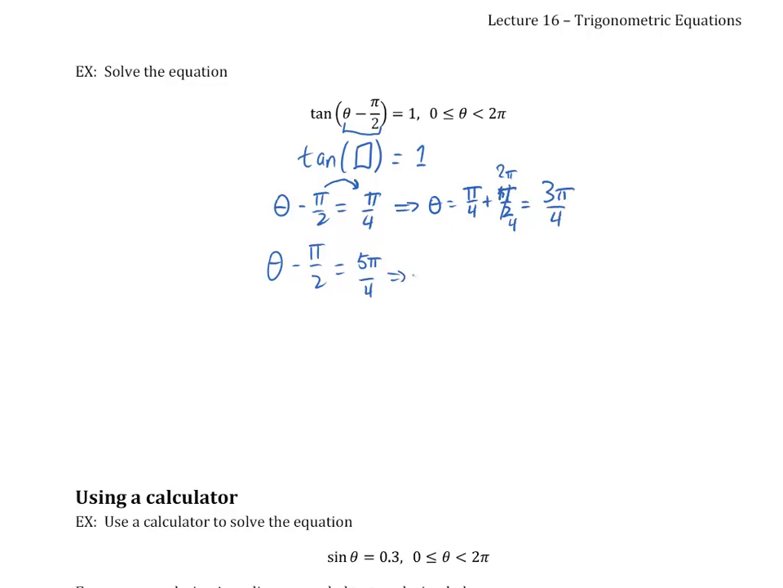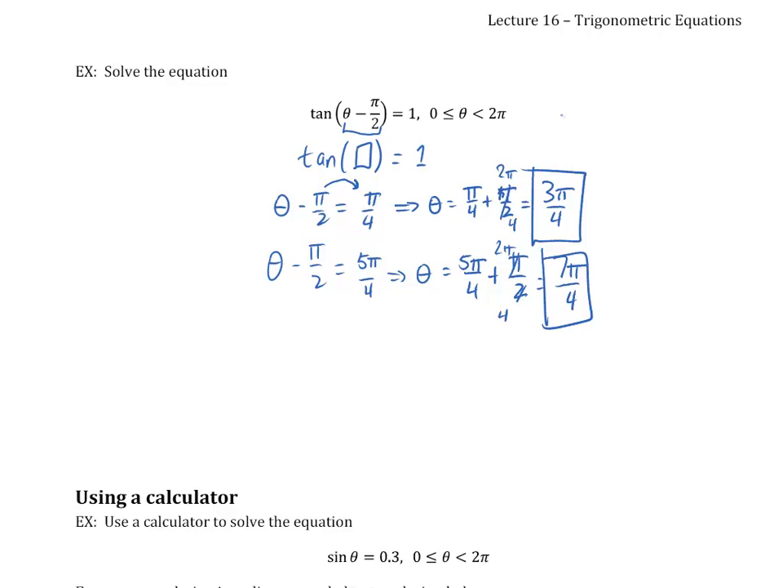Now if I do the same thing here and do theta is equal to 5 pi over 4 plus pi over 2, which is 2 pi over 4, I get 7 pi over 4. Those are two answers between 0 and 2 pi.